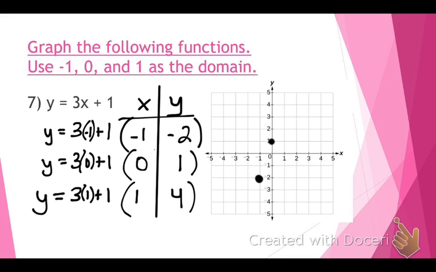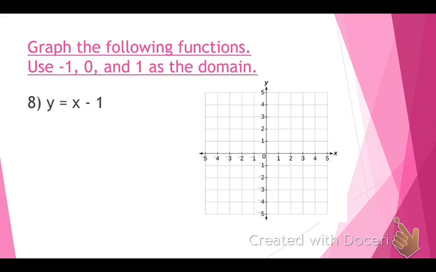Which direction do I go? Over 1. You always do left and right first, so go over 1. Which way is over? Right. Go to the right 1 and then up 4. Okay, now what do I do? Then you draw a line. You connect the dots, okay? And that is how you graph the function.